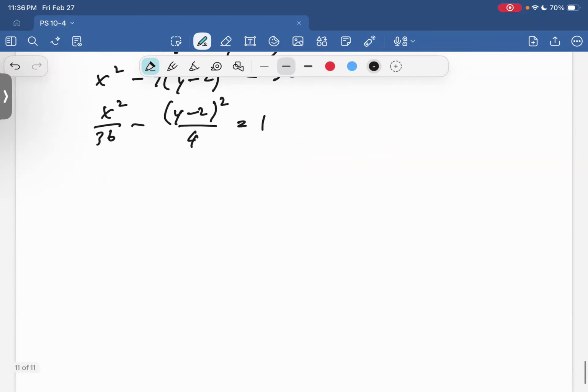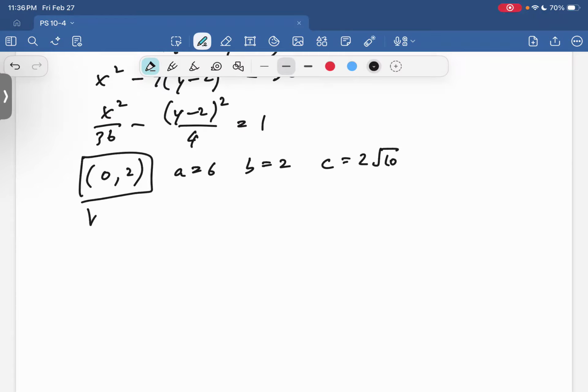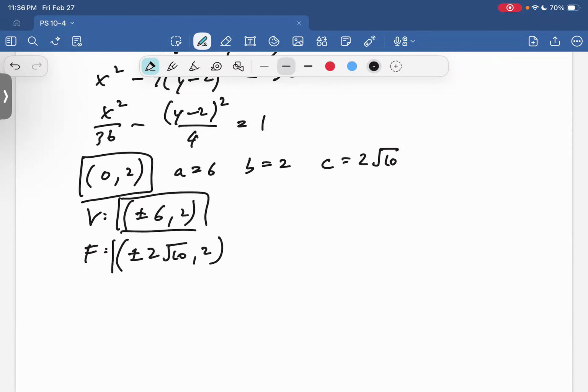Okay, so that means my center is going to be 0, 2. A is equal to 6, and B equals 2. So that means C equals square root 40. And this is a horizontal hyperbola. So my vertices will be at plus or minus 6, comma 2. Foci at plus or minus 2 root 10, comma 2.